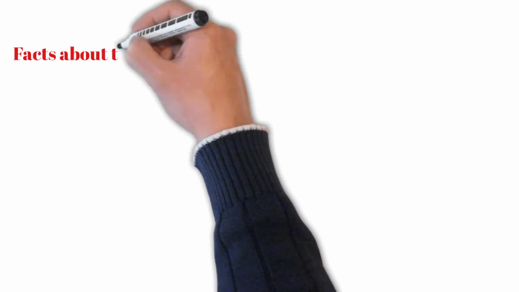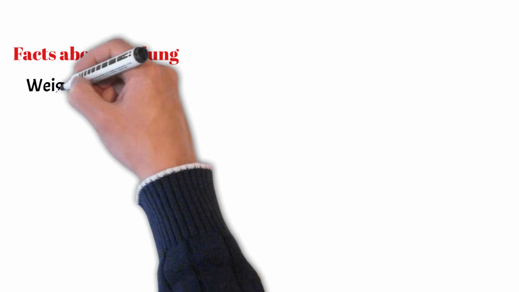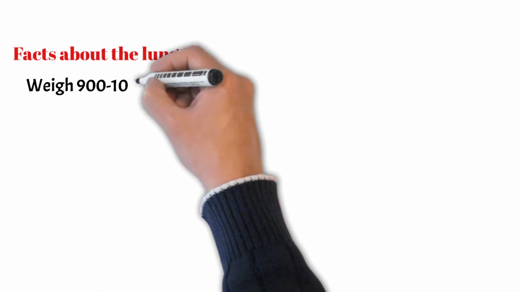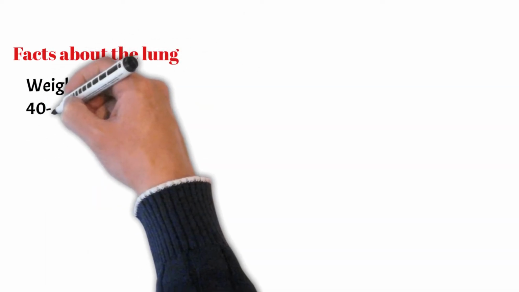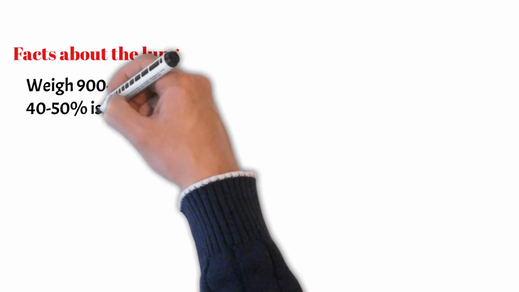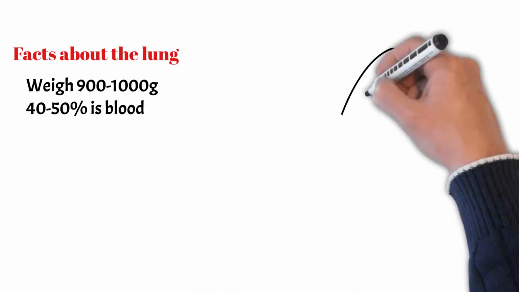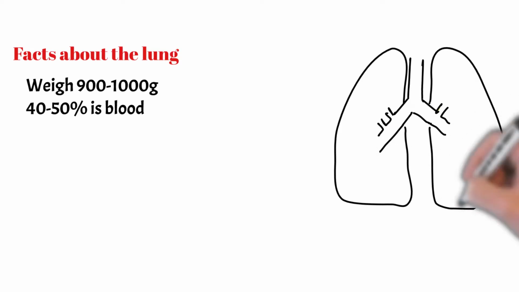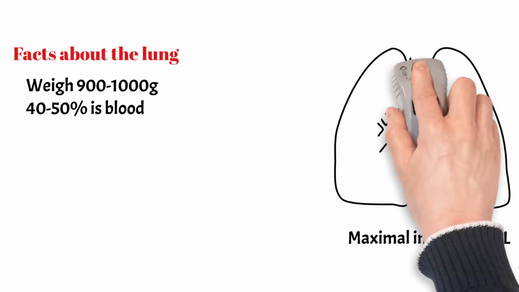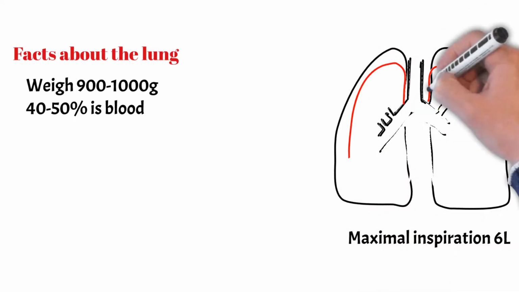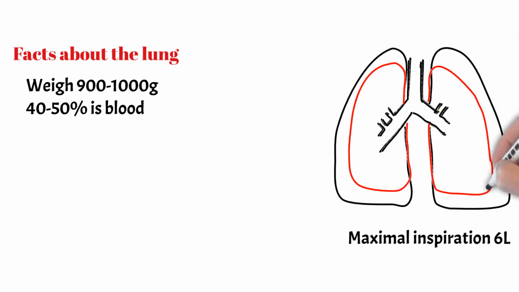Here are some fun facts about the lung. The lung weighs around 900 to 1,000 grams. 40 to 50% of that is actually blood. At maximal inspiration, the lung can contain up to 6 liters of air, and at maximal expiration, the air left in the lung is around 2.5 liters.